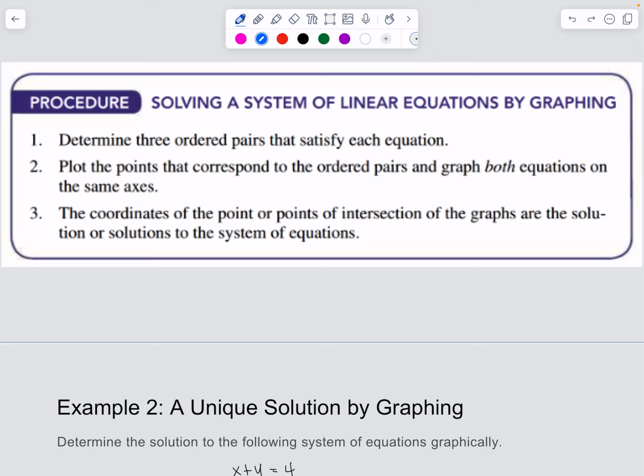Okay, here's the procedure to solve by graphing. So we determine 3 points that satisfy both equations, plot the points, and then graph both equations, and then the coordinates of the point or points where they intersect are the solution. So you're basically making a visual and deciding what type of solution it has based on what you see on the graph.